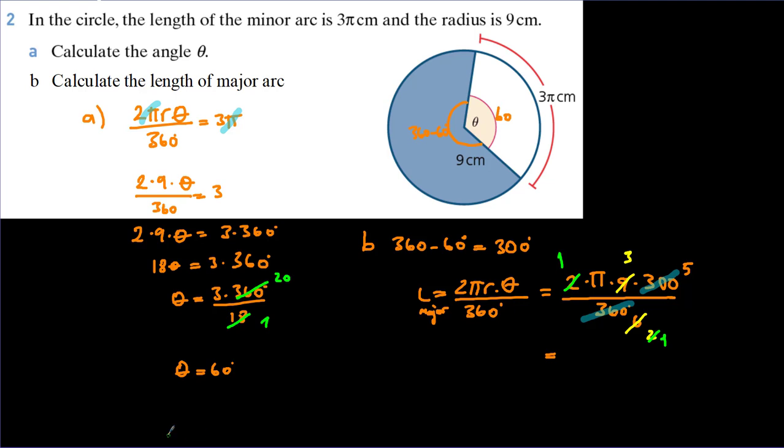Okay, then what is left up, what is left down? Down is 1. What is left up is 1 times pi times 3 times 5, which is equal to 15 pi. It has to be pi centimeter, by the way, because the length is in terms of centimeter.